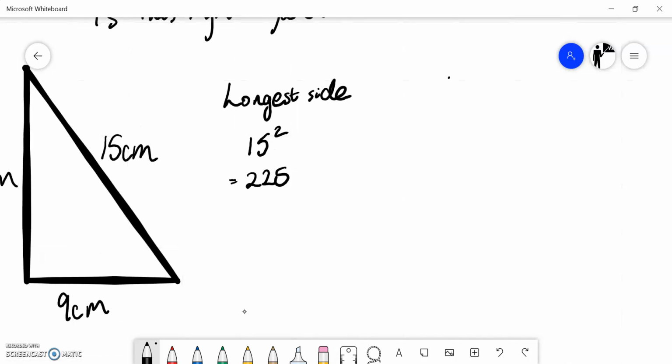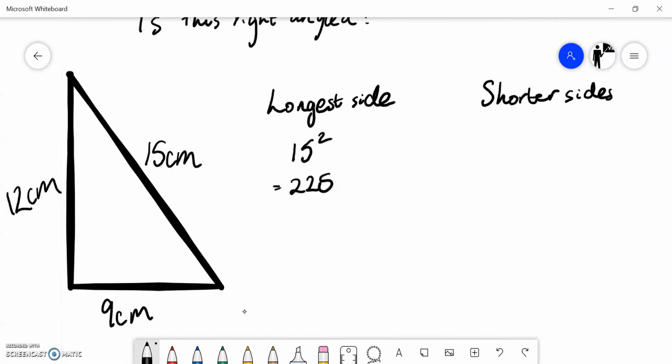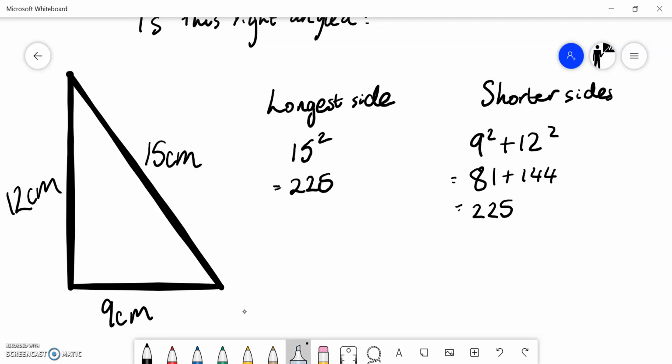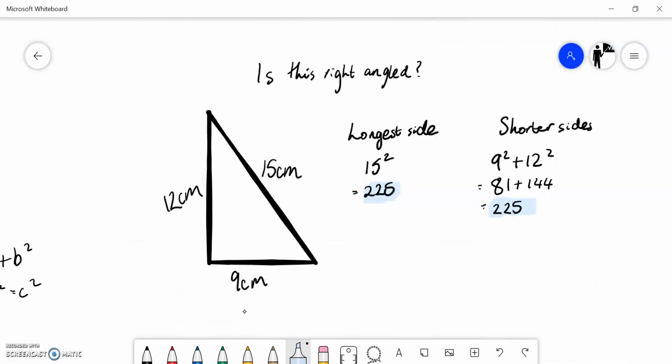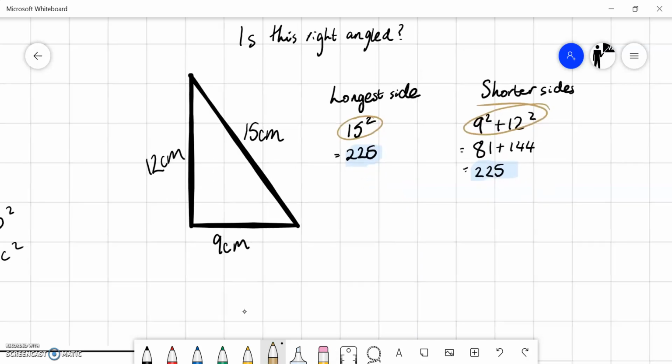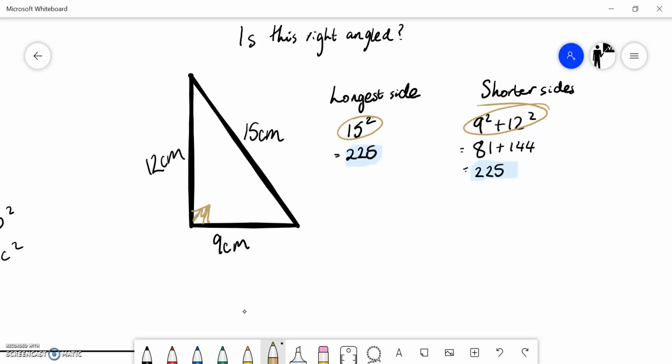So let's have a look at the other two sides. The shorter sides are 9 and 12, so 9 squared plus 12 squared. That's going to be 81 plus 144, and that is 225. So do you see that in this case here, the answers are the same? This is implying that the square of the hypotenuse is equal to the sum of the squares of the other two sides. This means that Pythagoras' theorem holds. This means that this is a right angle.